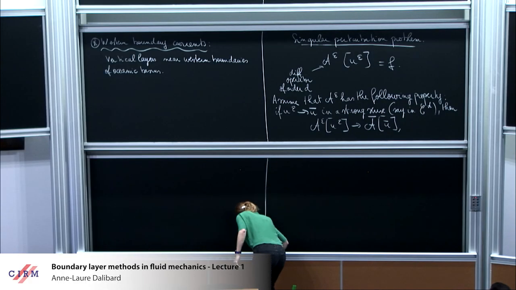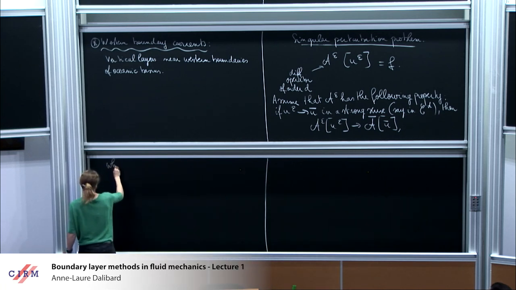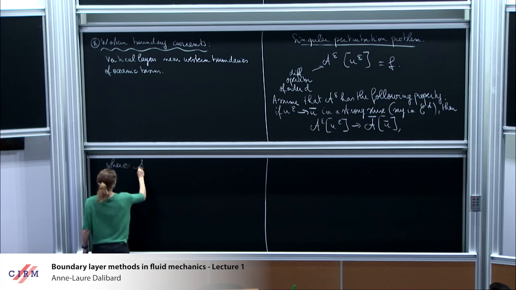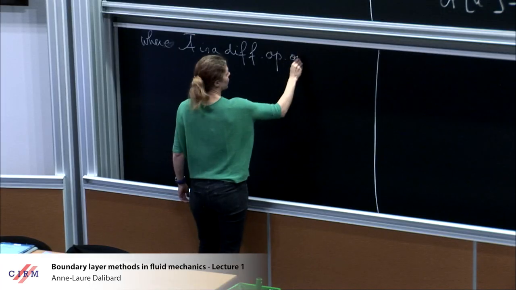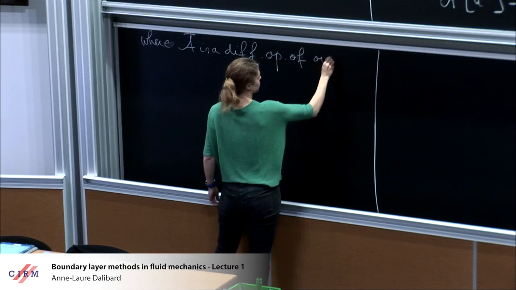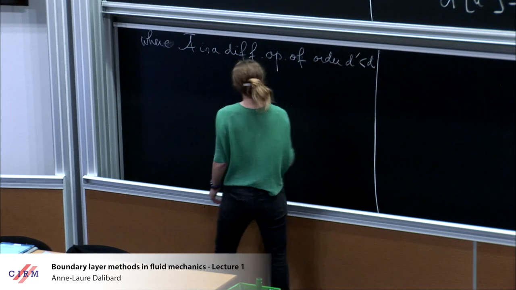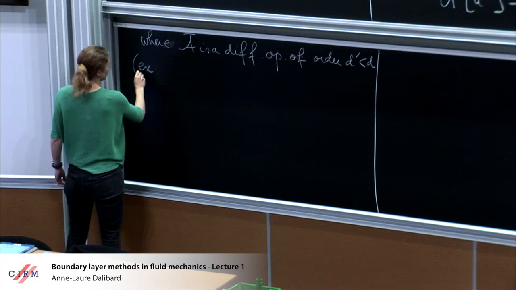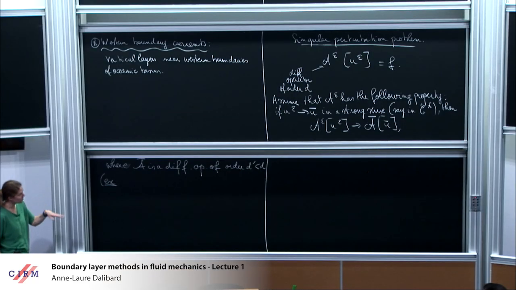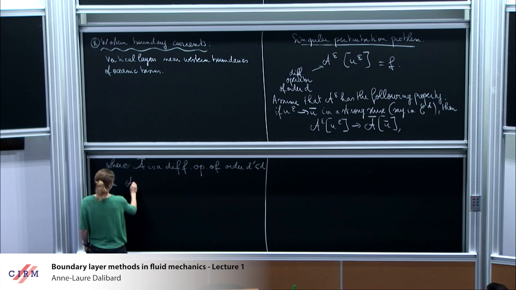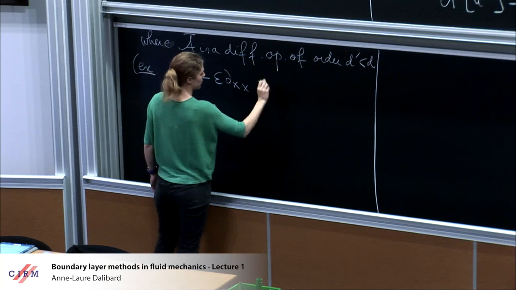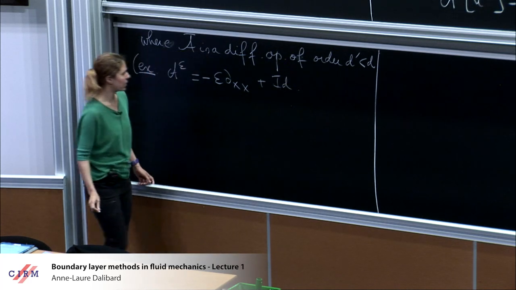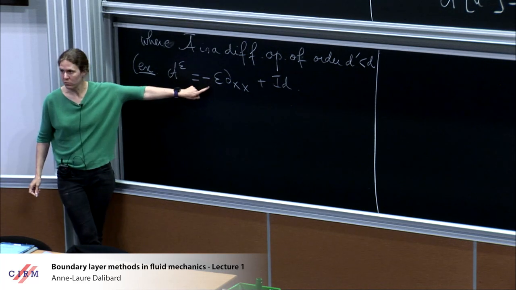where A bar is a differential operator of order d prime, which is strictly less than d. So the typical example that I have in mind, and on which I will come back in several instances today because it's really a good toy model, is the following. You take A epsilon to be minus epsilon d_xx plus identity. So here you have d equals 2.